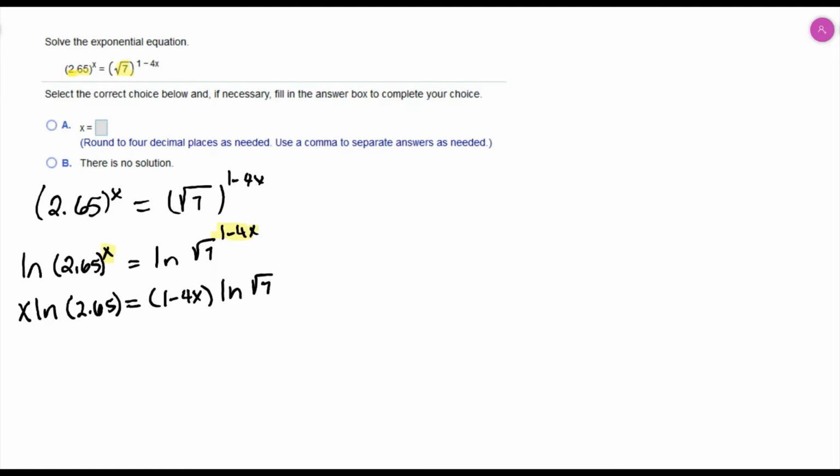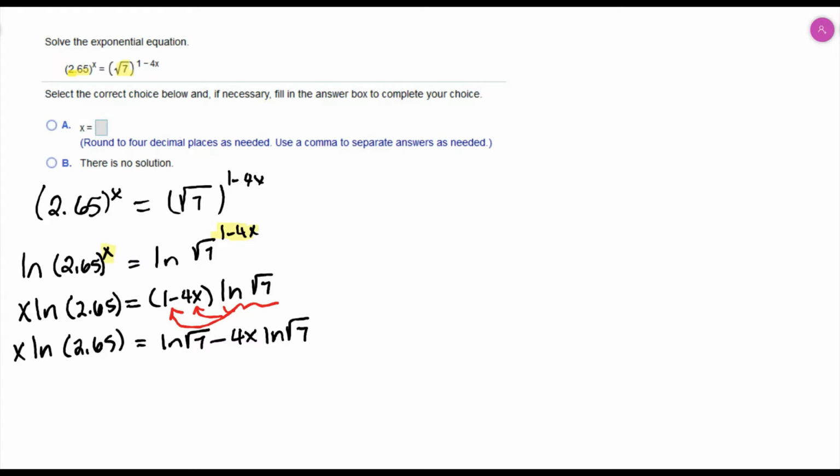Then on the right side, I'm going to use the distributive property. I'm going to take this natural log square root of 7 and distribute it to each term. That gives me x times natural log of 2.65 equals natural log square root 7 minus 4x natural log square root 7.